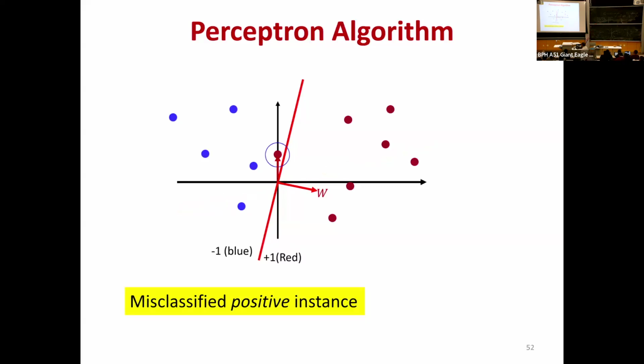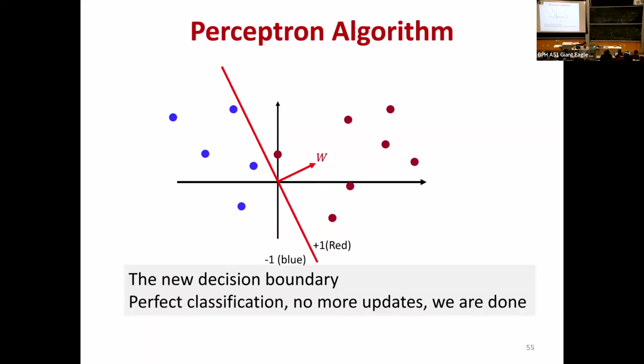And now maybe I find a positive instance that's misclassified. It's on the wrong side of the boundary. What is the optimal weight vector for this positive instance? It's going to be that vector itself. So I just add it to the weight vector. I get a new vector, I get a boundary. And voila, I have a perfect decision boundary. So long as the data can be separated by a linear boundary, this algorithm is guaranteed to converge in a finite number of steps. It will not cycle.